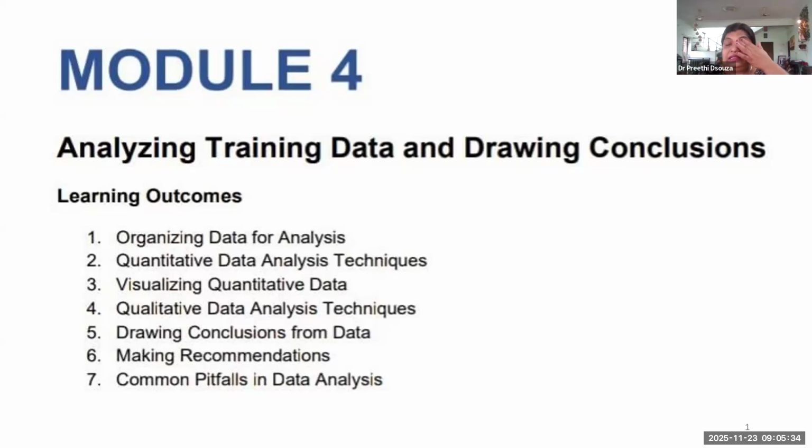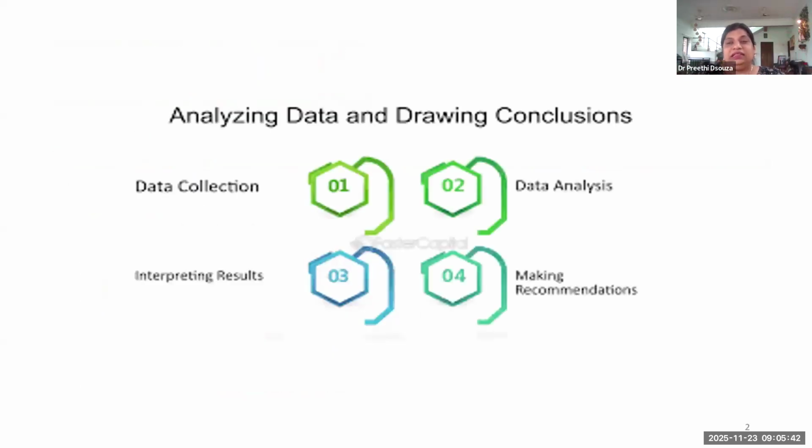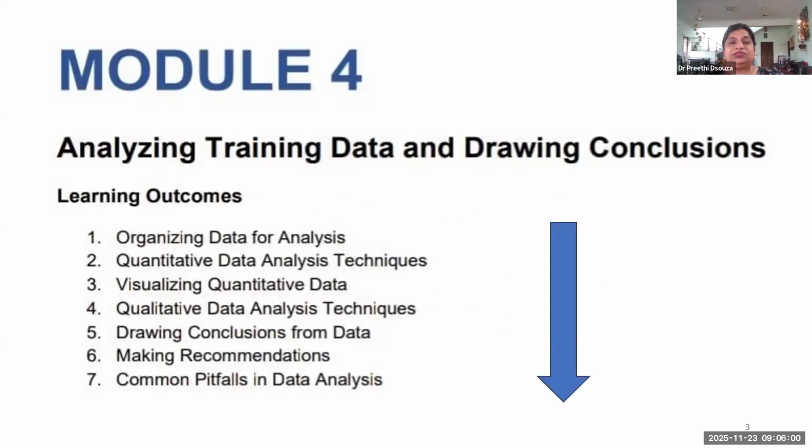Here we have the learning outcomes of this module put into 7 places, 7 outcomes. So we'll go exactly through these 7 outcomes. What you have done in the first 3 chapters is collect the data. Data collection is over. Data analysis and interpretation of data we are going to do today, and recommendations. How do you write recommendations?